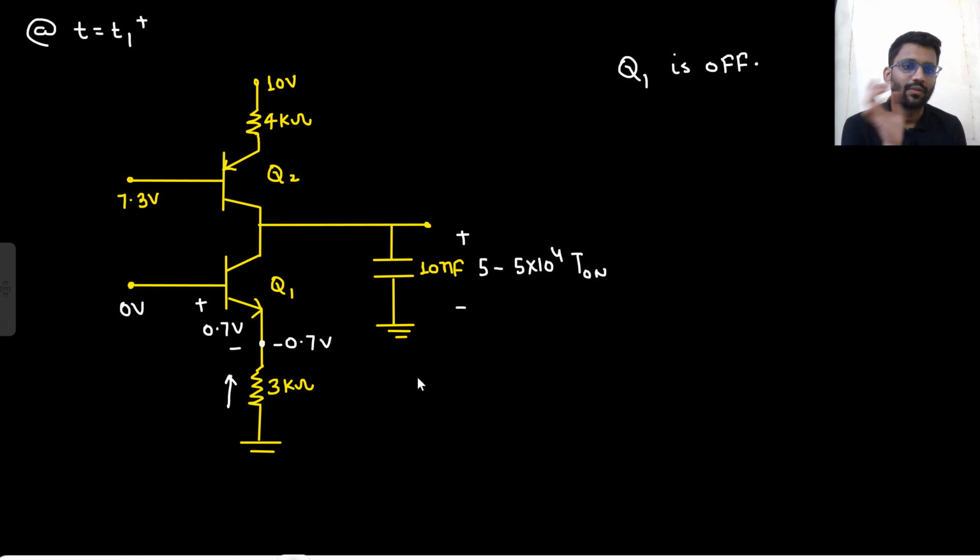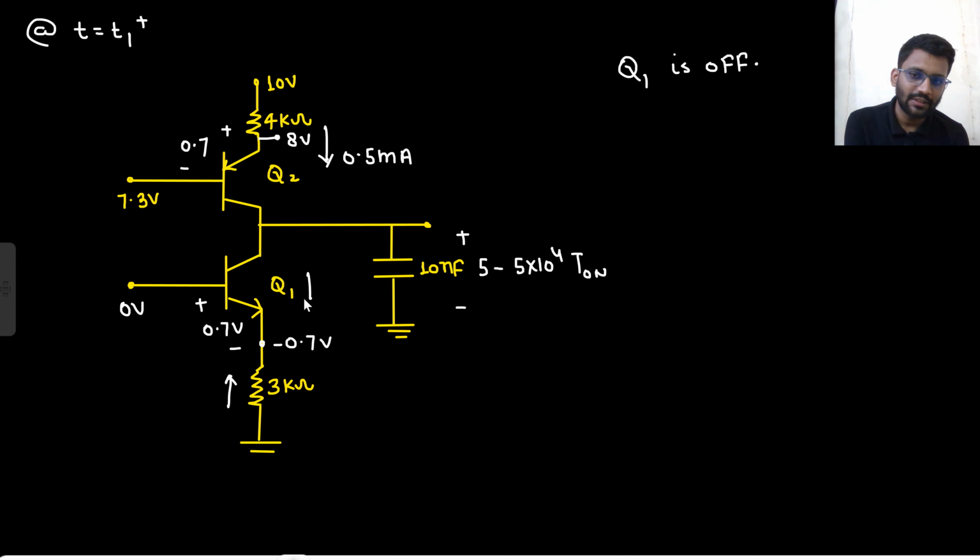So Q1 is off now. If Q1 is off, 7.3 is fixed here and this potential was 0.7, so this potential would become 8 volt. So this was driving 0.5 milliampere current. In the downward direction, what is the current? 0 ampere. Why? Because this was minus 0.7 volt, it would drive current in the upward direction, which is not possible. So from here 0.5 milliampere current is coming.